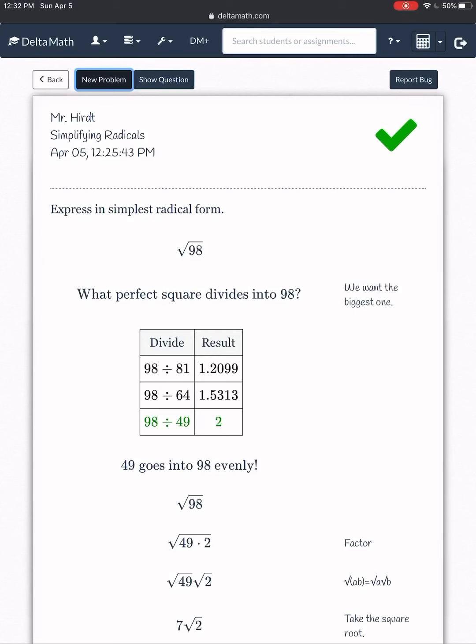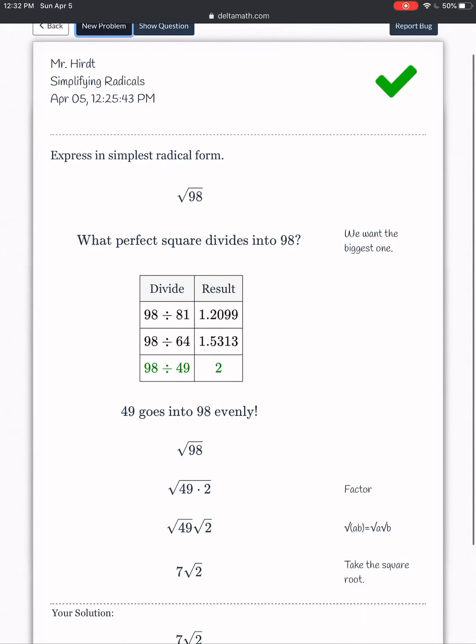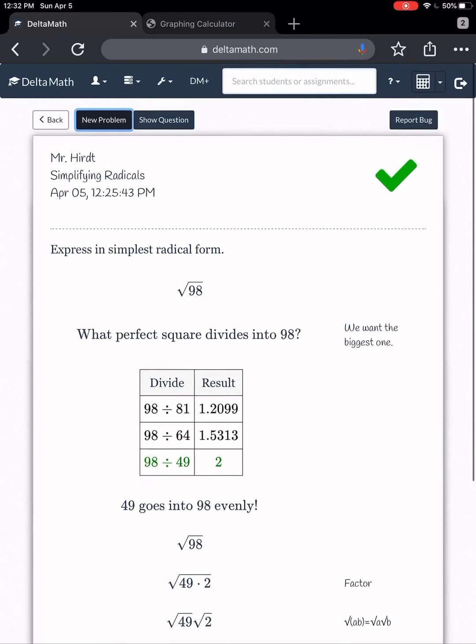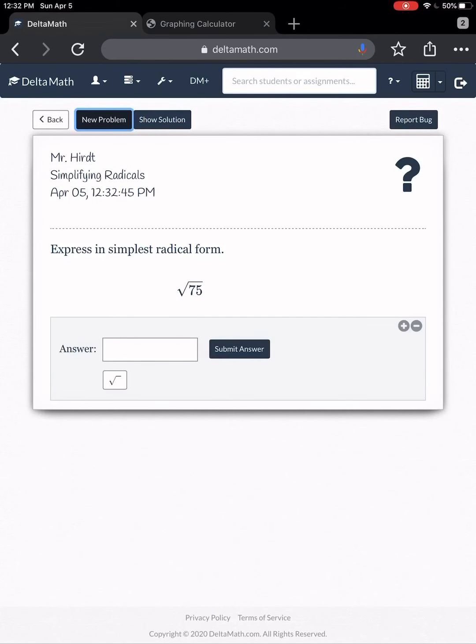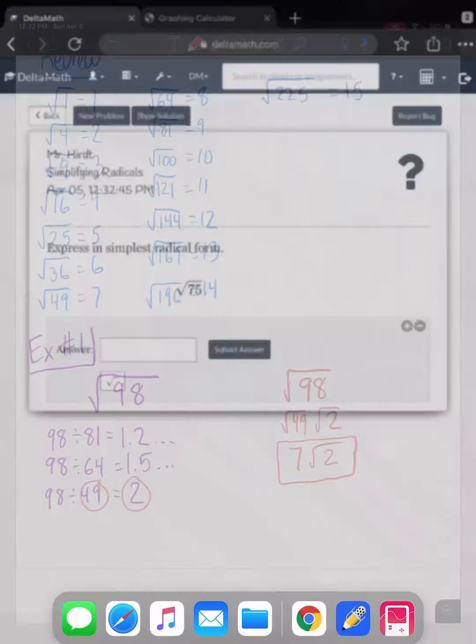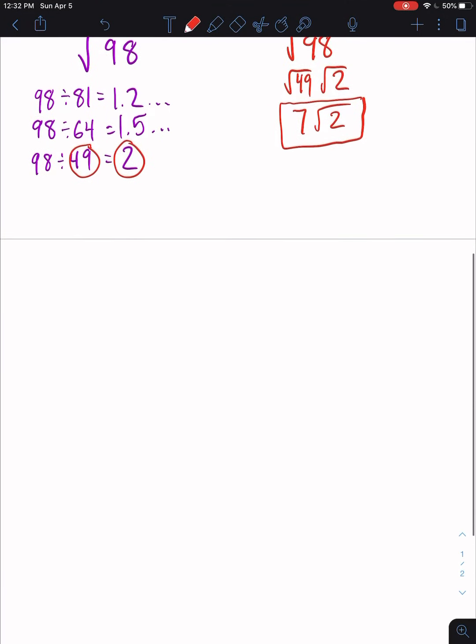They go through 98 divided by 81, we got a decimal, 98 divided by 64, we got a decimal, 98 divided by 49, we did not get a decimal, and so we can split this up here, which is really, really nice that we're able to do this. So let's try a new problem. Let's go to radical 75, and that will be example 2.